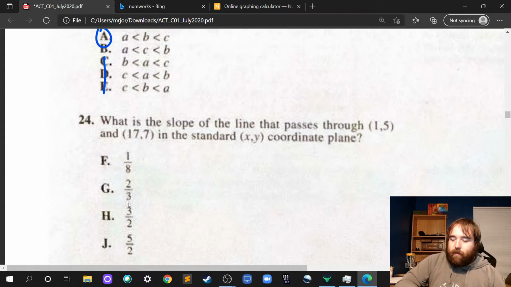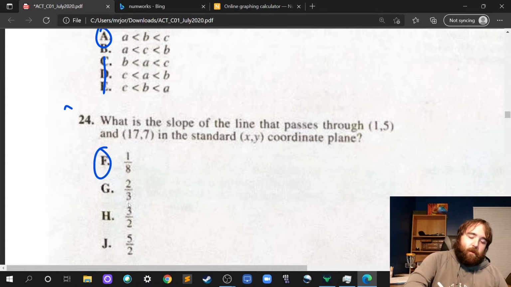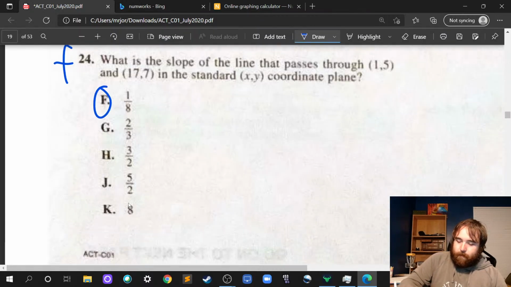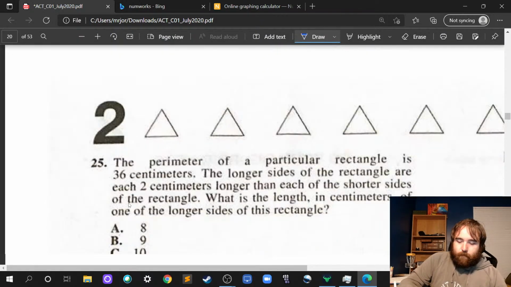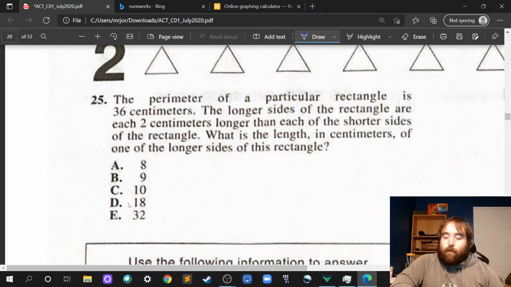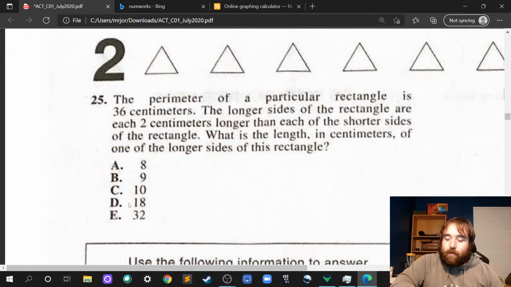What is the slope of the line that passes through 1, 5, and 17, 7? This is slope. So 7 minus 5, 2. 17 minus 1, 16. 2 over 16. 1 over 8. The perimeter of a particular rectangle is 36. The longer sides of the rectangle are each 2 centimeters longer than each of the shorter sides. What is the length of the rectangle? Length of the rectangle in terms of one of the longer sides.